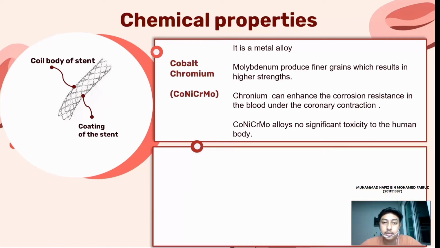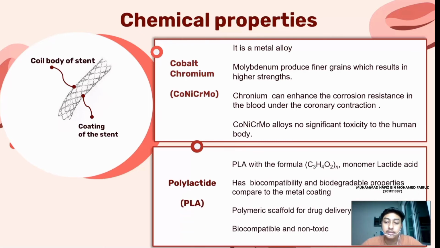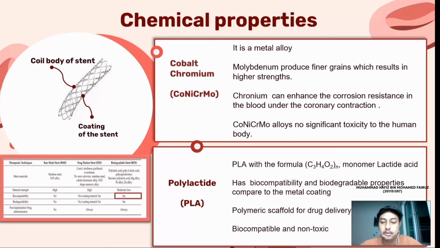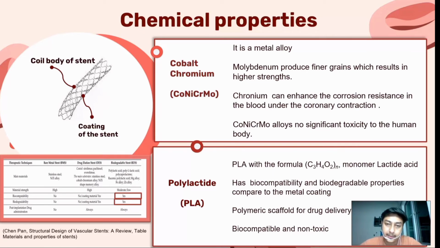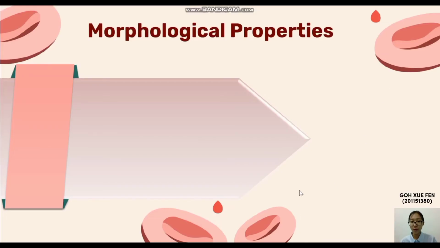The second chemical that will be used in the coronary stent is polylactide, or PLA. PLA, with the formula C3H4O2, is a monomer of lactic acid. It has biocompatible and biodegradable properties compared to the metal coating, and it is a polymer buffer for drug delivery, and it is biocompatible and non-toxic.